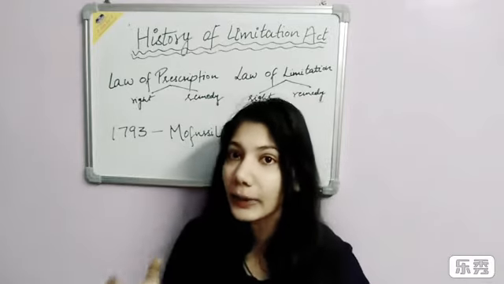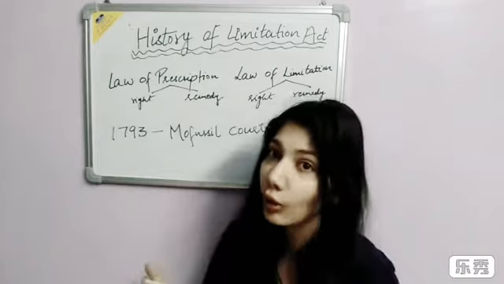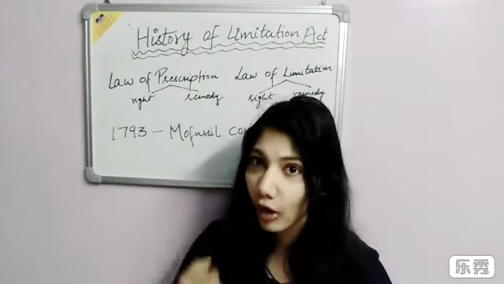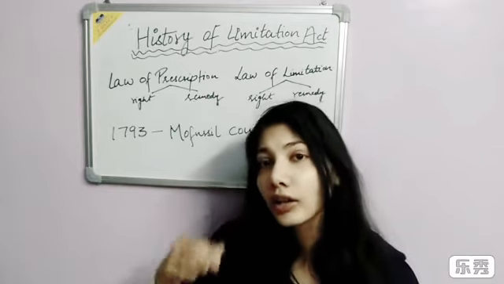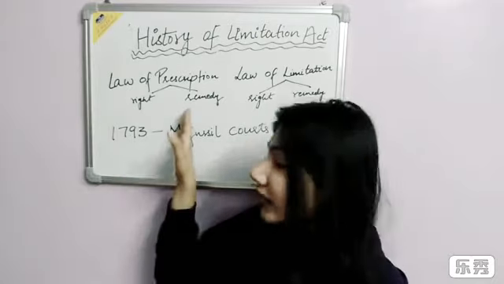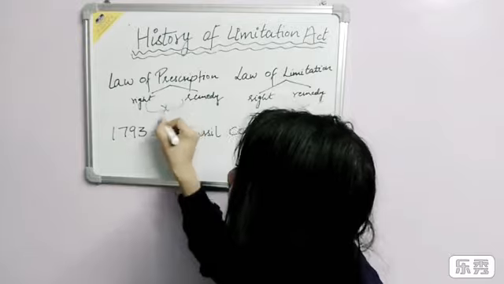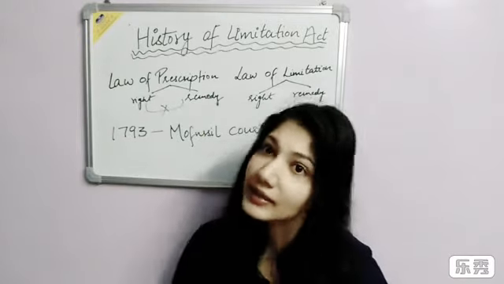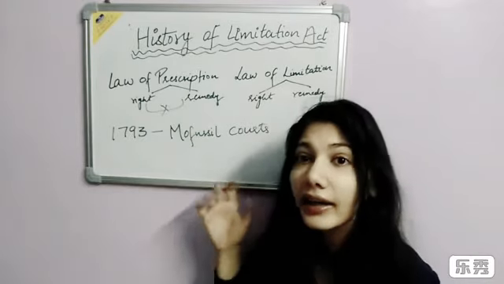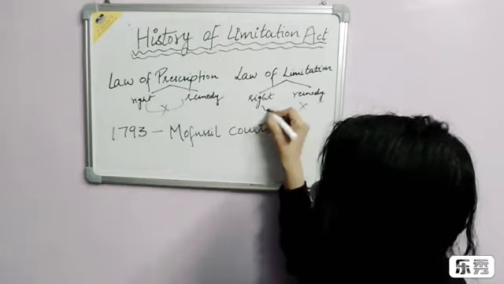So here right means the right to file a suit in the court, and remedy means whatever relief the person wants from the court, and if the court provides the relief then it becomes the remedy. So it bars the right as well as the remedy. And the law of limitation bars only the remedy, not the right.